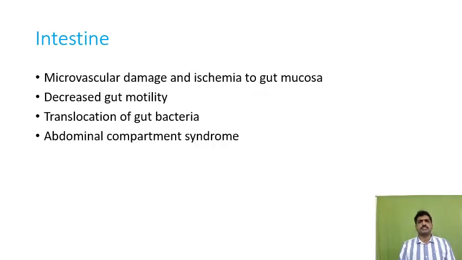The GIT is the other system that is affected. The inflammatory cascades and shock can lead to microvascular damage and ischemia of the gut mucosa.